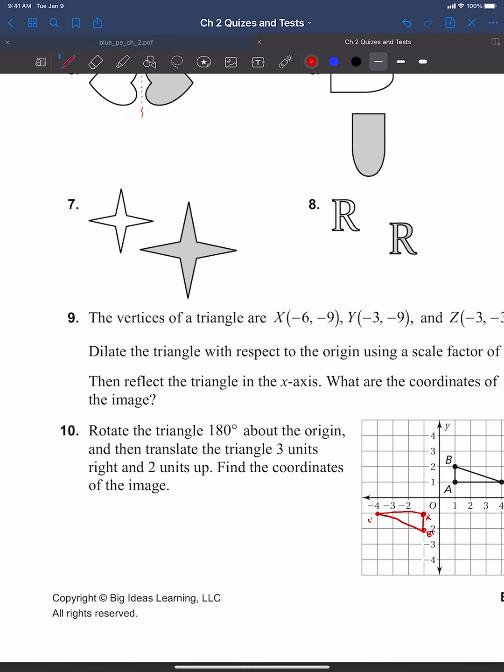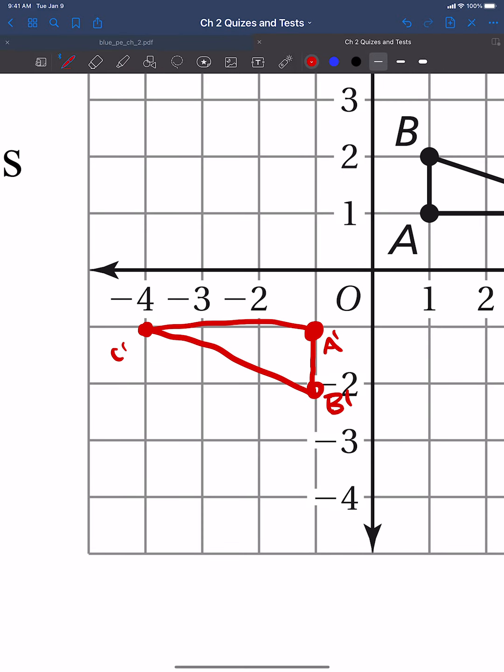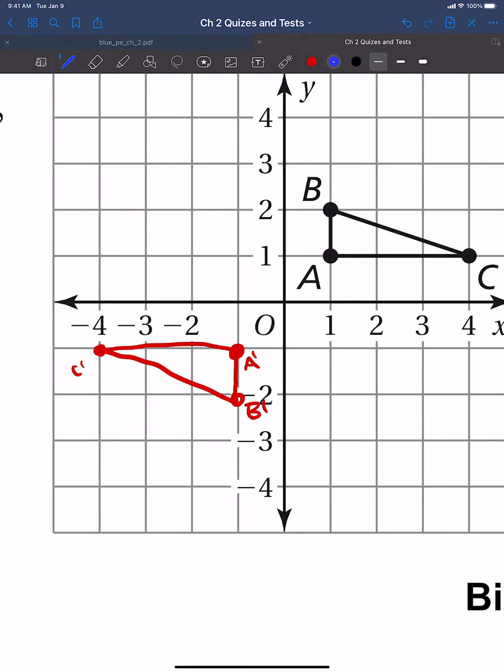Translate it 3 to the right, 2 up. So take each of these, ready? And move them 3 to the right, 1, 2, 3, up 2. And we have to find those coordinates. So this would be A prime prime. 1, 2, 3, 1, 2. That'd be B prime prime. I'm going to erase some of my jumps because I don't want that to screw me up. Okay. And now C. 1, 2, 3, 1, 2. C prime prime. How's it look?